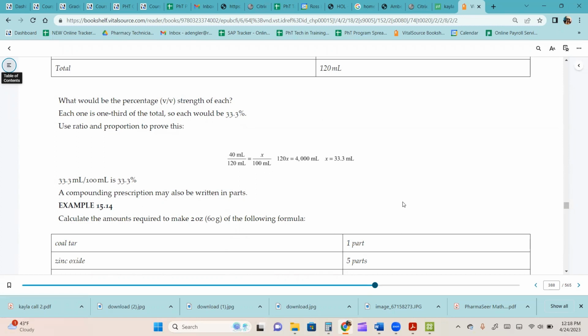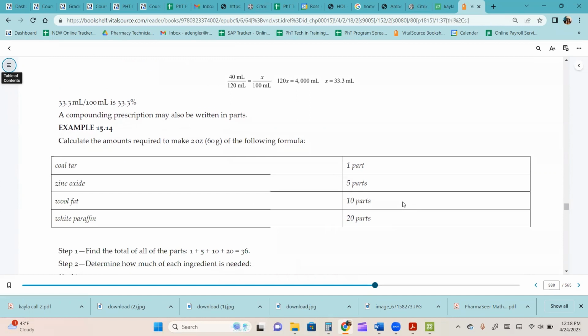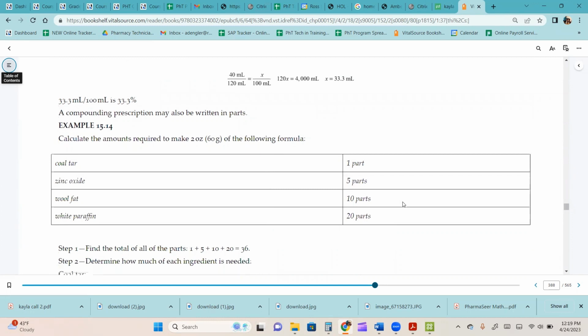A compounding prescription can also be written in parts. So we have example 15.14. Calculate the amounts required to make 2 ounces, which is 60 grams, of the following formula. So we have 1 part of coal tar, 5 parts of zinc oxide, 10 parts of wool fat, and 20 parts of white paraffin.